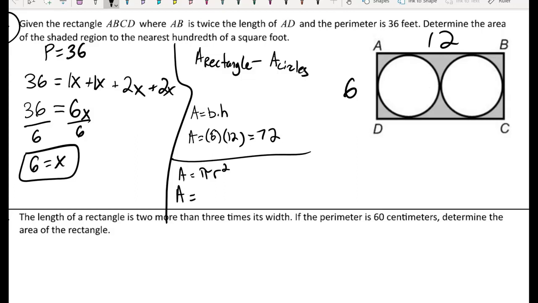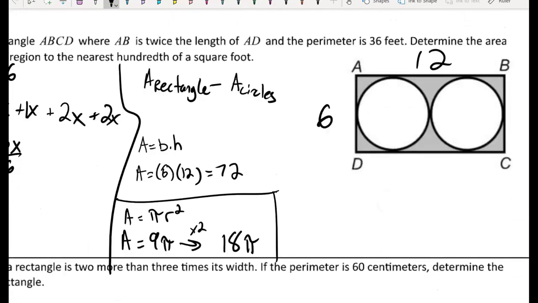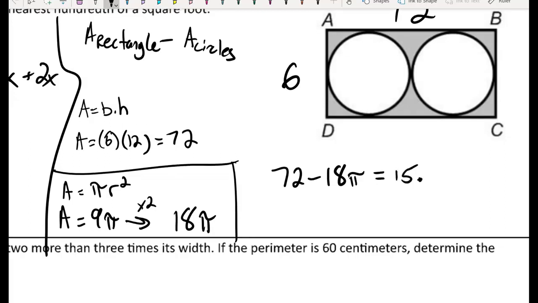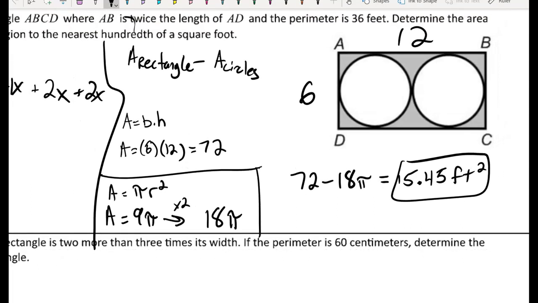So the area of one of my circles is just going to be the radius squared. 3 squared is 9. So that's one of my circles. But if I multiply it by 2 because I have 2 white circles, I'll find that the area of both those circles is 18 pi. So for a final step for this shaded area, I'm going to take the area of the rectangle, 72, and subtract away the area of my circles, 18 pi. And when I do that in my calculator, I get about 15.45 feet squared, because it says to the nearest hundredth of a square foot, so I should have 2 decimal places going there.